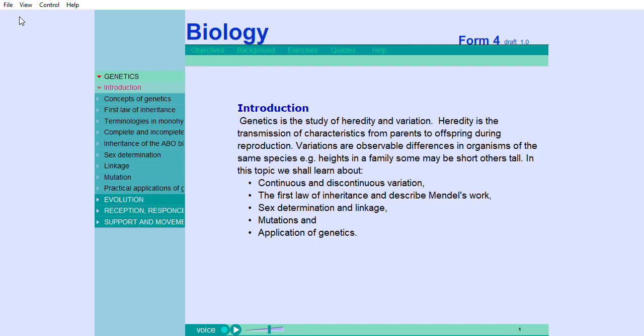In this topic, we shall learn about continuous and discontinuous variation, the first law of inheritance and describe Mendel's work, sex determination and linkage, mutations, and application of genetics.